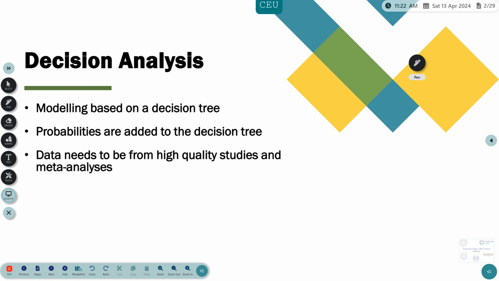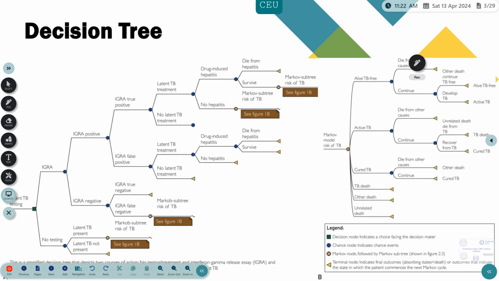We don't recruit patients as such, but we go through literature to look for the highest quality evidence available to put in our numbers, as we had shown. So this is an example of a decision tree for whether or not to test for latent TB. We can see they've considered many different possibilities. All the possible outcomes have been considered: if the test is positive, then whether it's a true positive or false positive, based on that do you treat or not treat, and based on the treatment, are there complications. So a lot of possibilities have been considered.